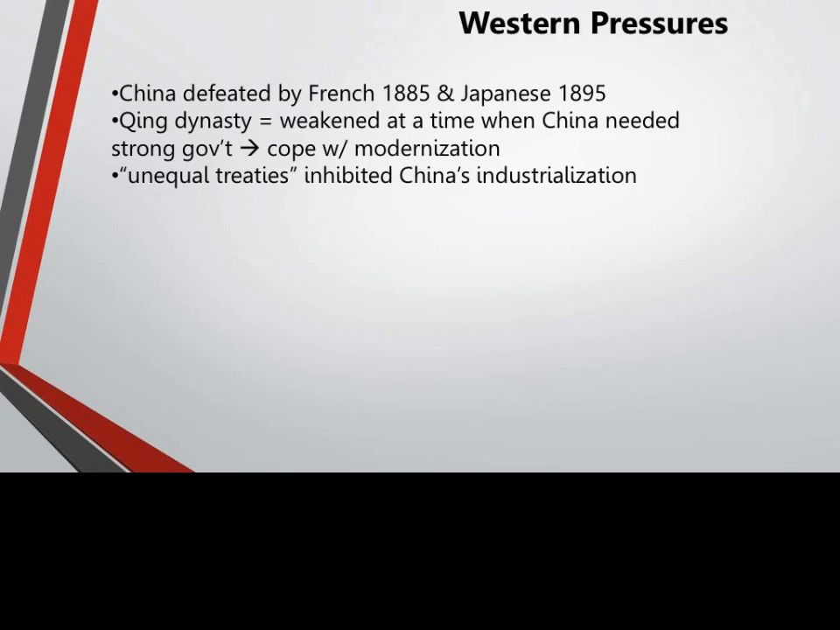And so the Qing dynasty was deeply weakened by all of these losses at a time when China really needed a strong government to deal with modernization and these new developments. But there were a lot of unequal treaties that inhibited China's industrialization. So it's like a vicious cycle that they couldn't get out of.